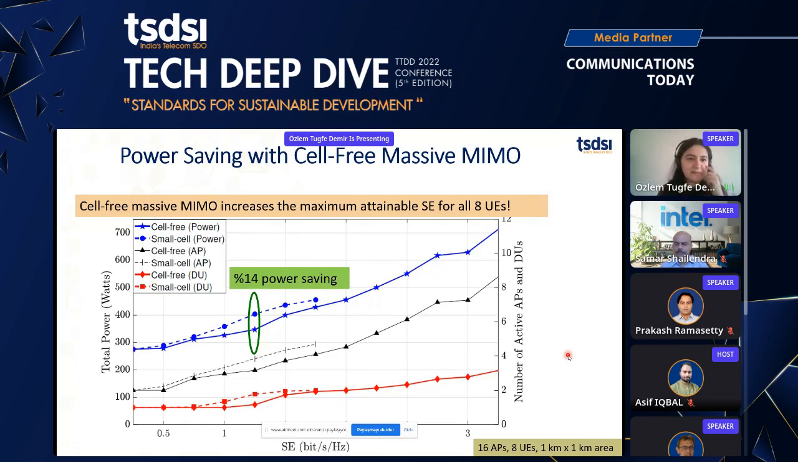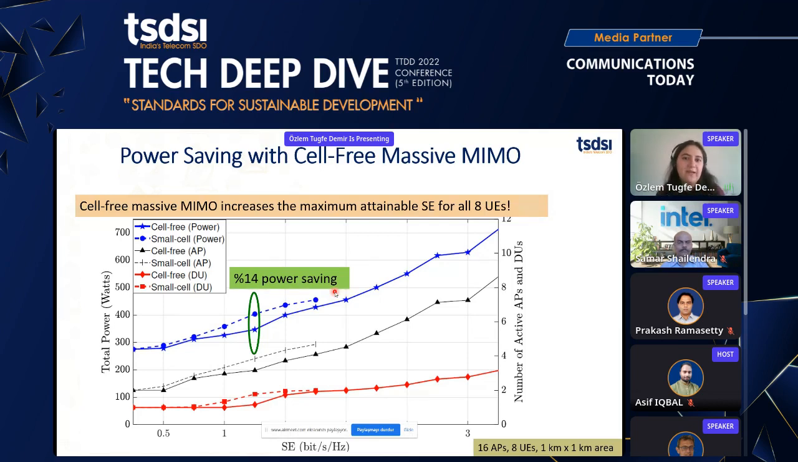Now, this figure is a bit complicated, but there are two y-axes. The left y-axis is the total power, and you can see that this dashed line is for small cell, with only one access point serving the user, and the other one is the cell-free massive MIMO. And after some spectral efficiency requirement for all these 8 users, you don't see any result for small cell because it is not feasible.